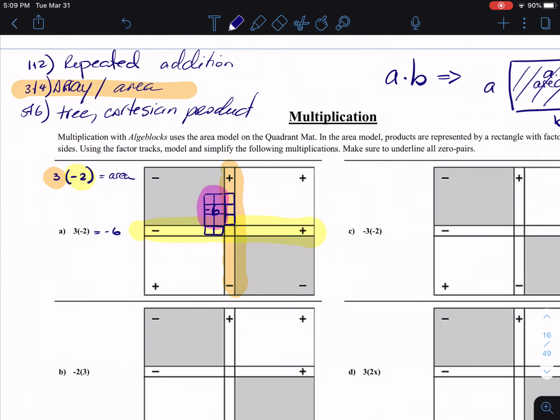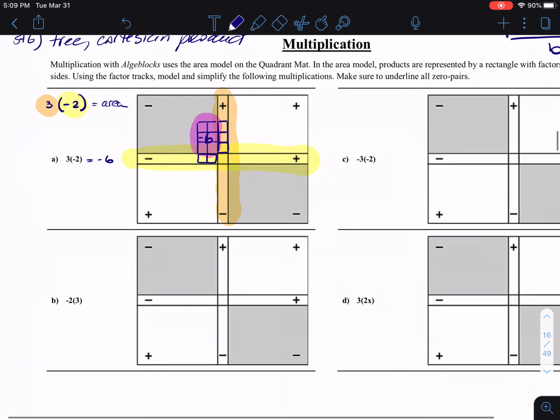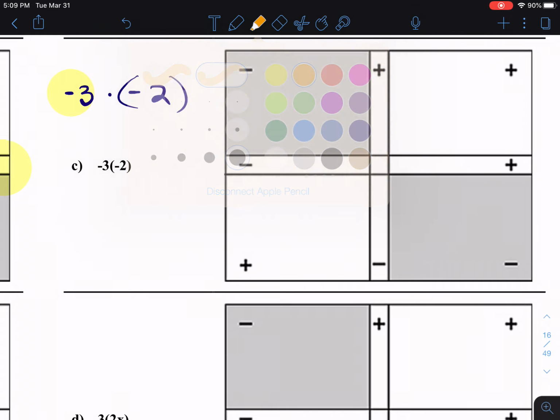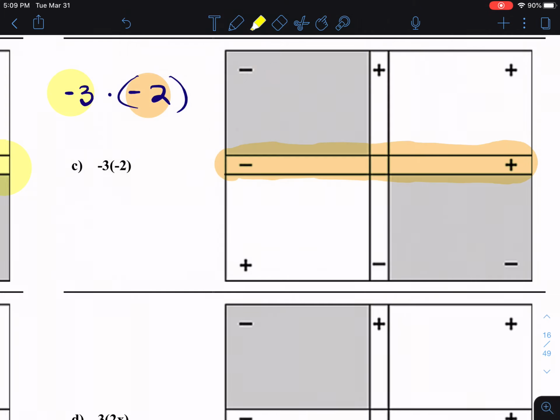All right, so let's try a couple more examples. I'll let you do B on your own, but let's try C. And I'm going to continue highlighting the factors. Let's write this out first. So -3 times -2. The two factors are -3 and -2. So -2 is one of the factors, and -3 is another factor. And let's see if we can draw this out. So it's -3 on the vertical, and it could be either horizontal or vertical, but let's make sure that we've identified which one. And -2 is on the horizontal.